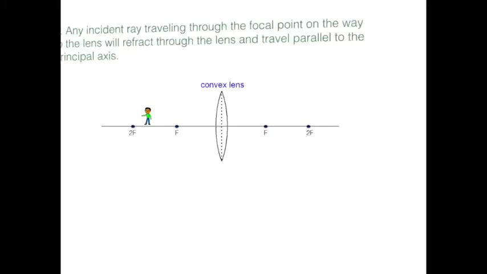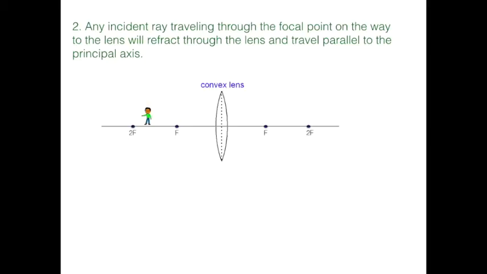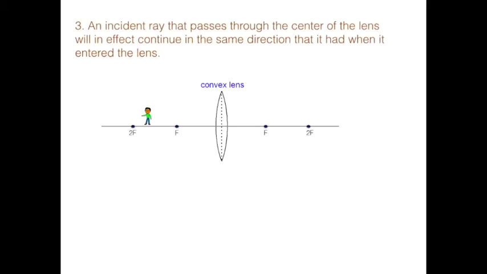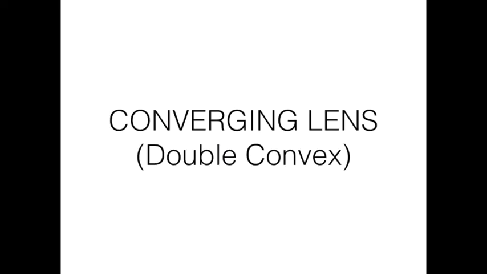Let's try rule number 2. Any incident ray traveling through the focal point on the way to the lens will refract through the lens and travel parallel to the principal axis. And rule number 3, any incident ray that passes through the center of the lens will in effect continue in the same direction that it had when it entered the lens.